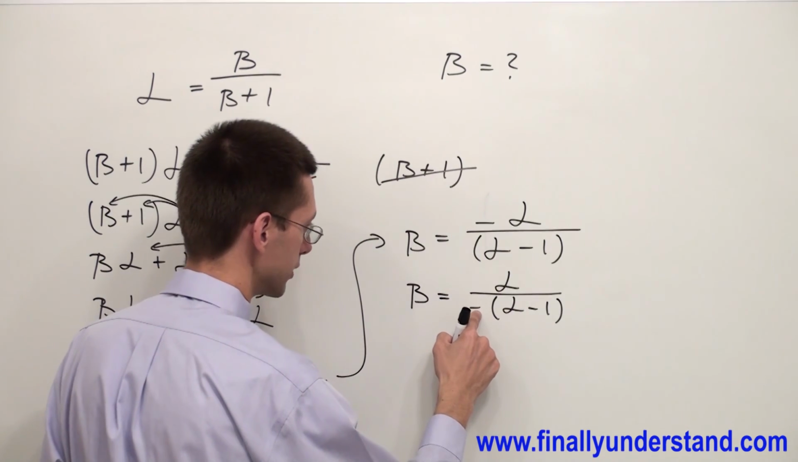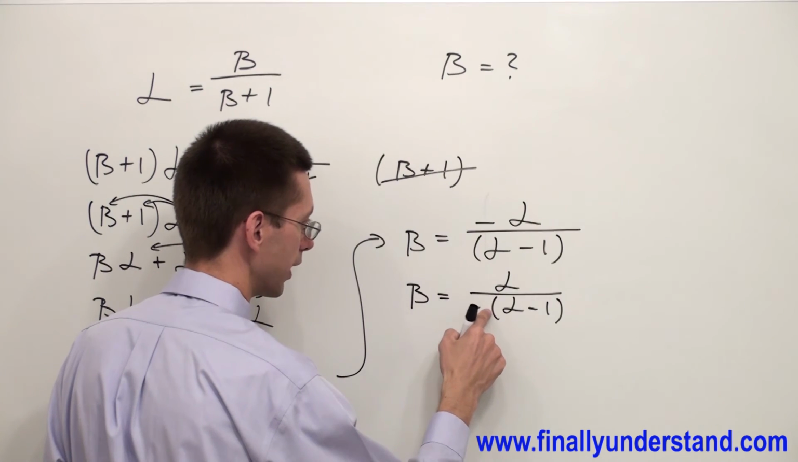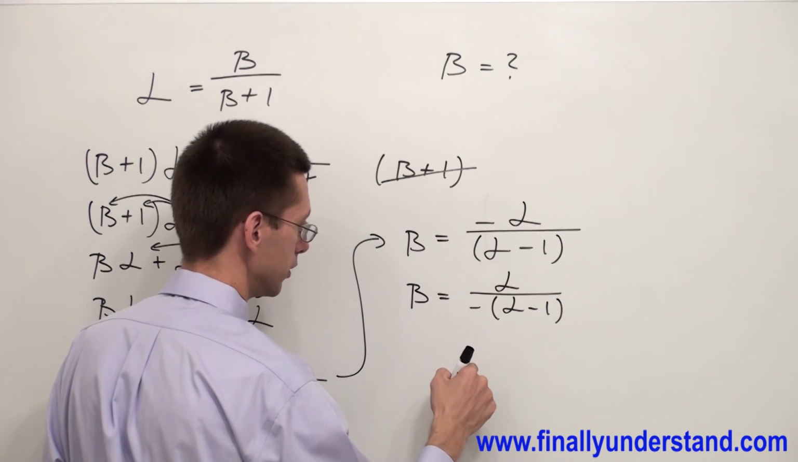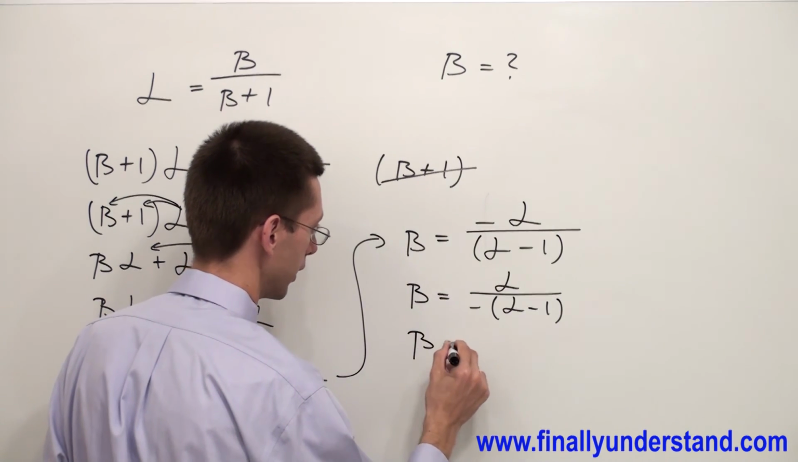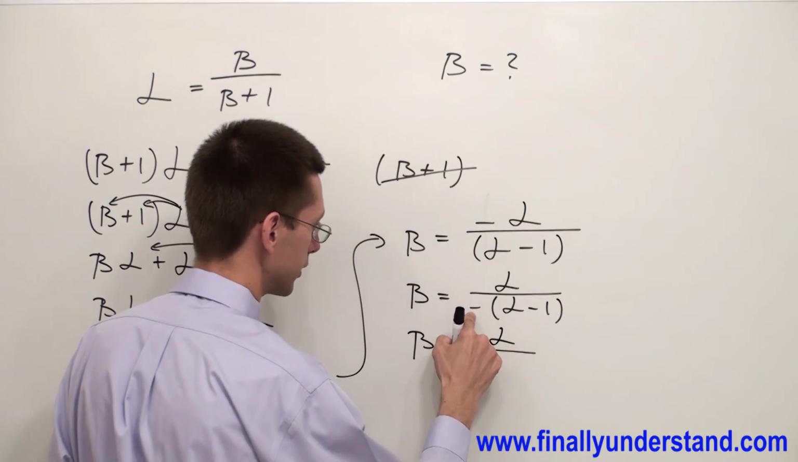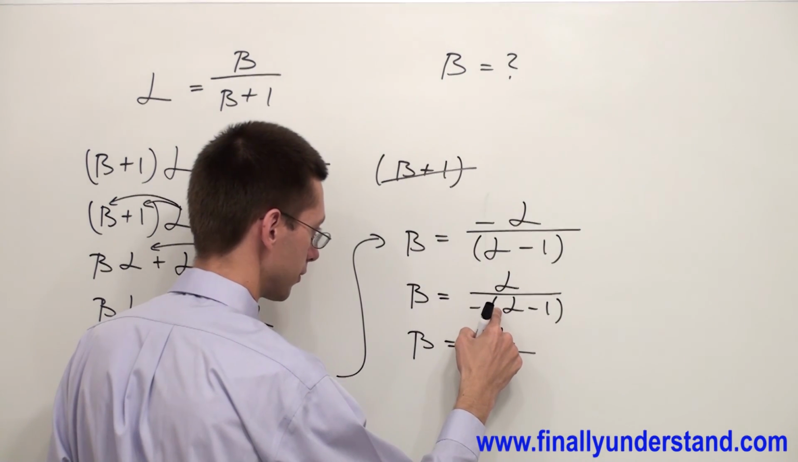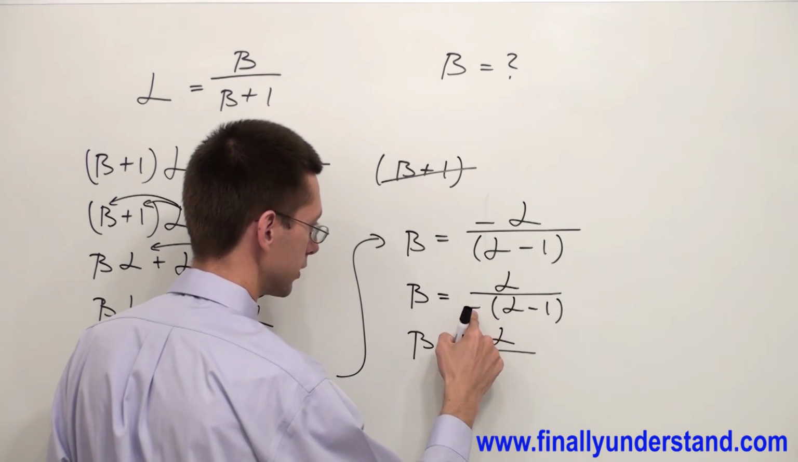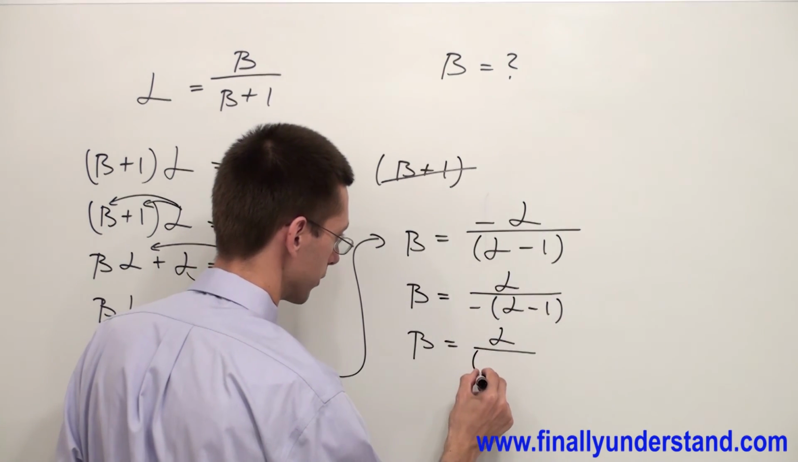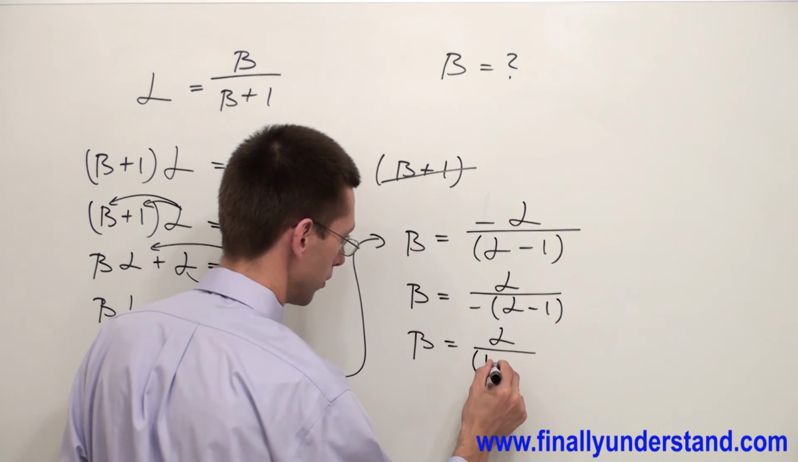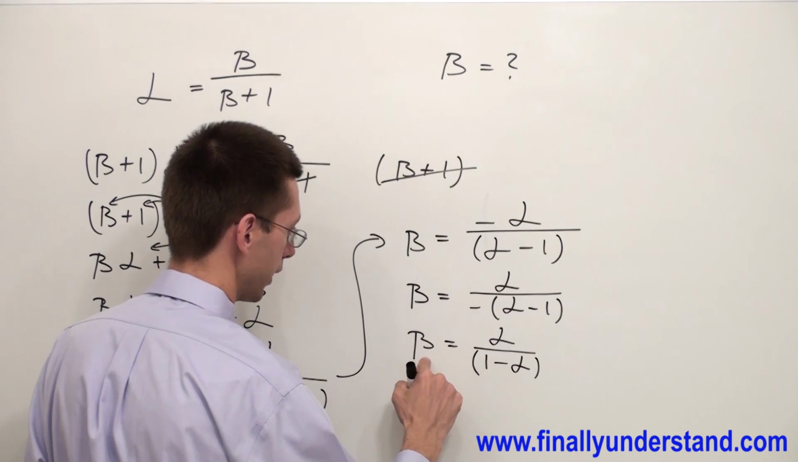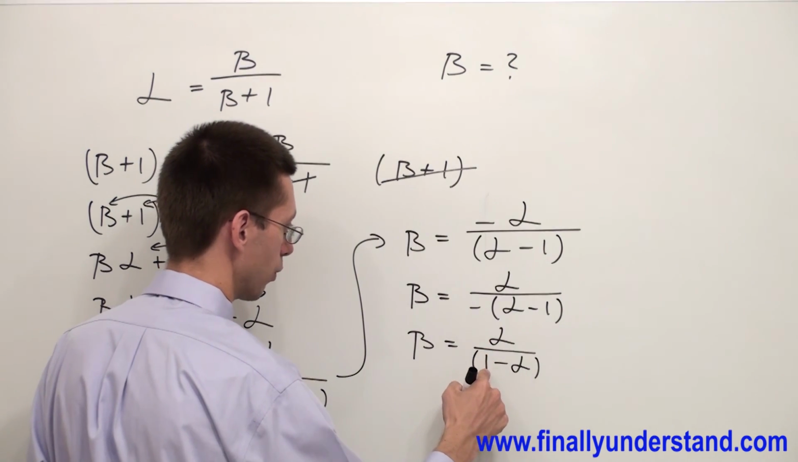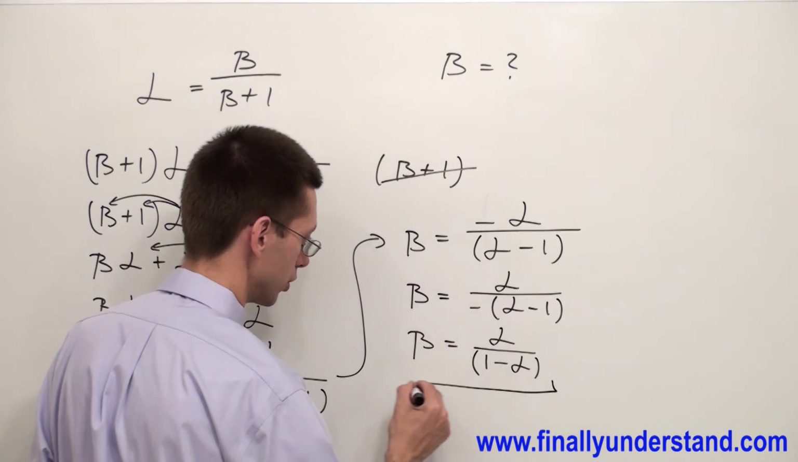Now, in order to eliminate this negative, I'm going to multiply this negative by every single variable and number inside of the parentheses. So that's why I'm going to have beta equals alpha. Negative times positive is going to give me negative. Negative times negative is going to give me positive. So I'm going to have 1 minus alpha. Okay? So beta is equal to alpha over 1 minus alpha. This is the solution to my problem.